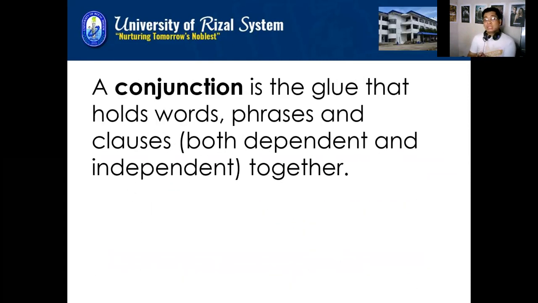So what is a conjunction? A conjunction is the glue that holds words, phrases, and clauses, both dependent and independent, together. As I go through my lecture for this topic, I will be mentioning the difference between dependent and independent clauses. Again, the primary function of the conjunction is that it holds words, phrases, and clauses together. Its primary role is to relate ideas in a sentence.